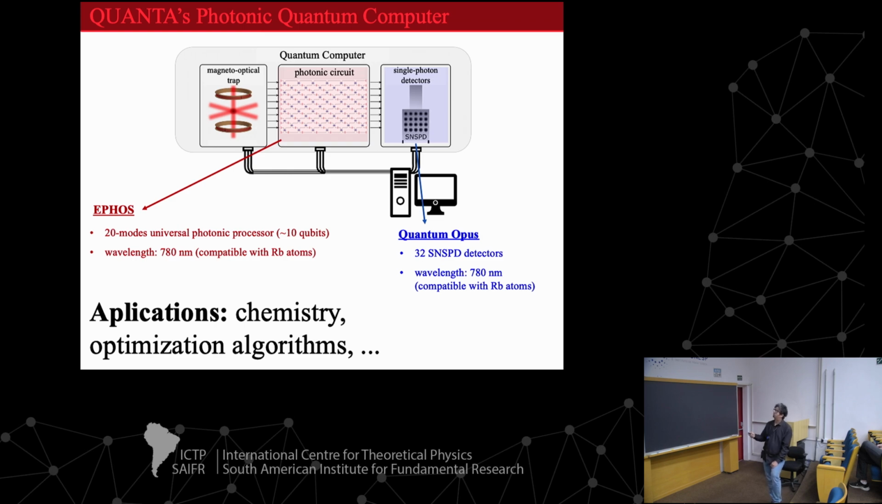And from quantum optics, we are getting this buffer with 32 SNSPD detectors. And as I mentioned, we have already many applications in mind. We have already some applications in chemistry, and also optimization algorithms, because we have the theoretical groups both from production engineering and the informatics department.